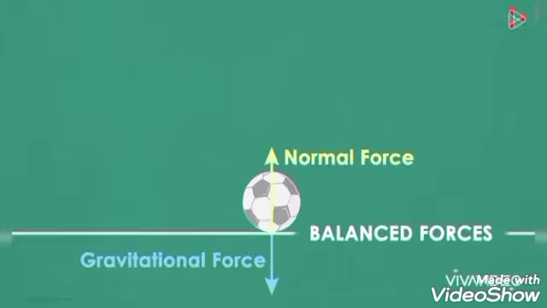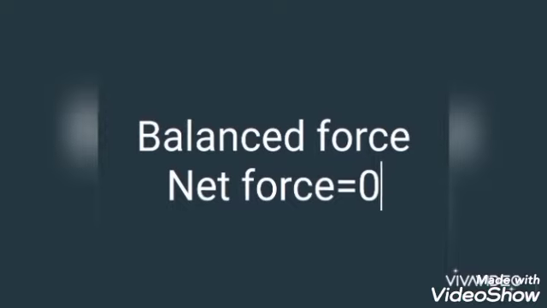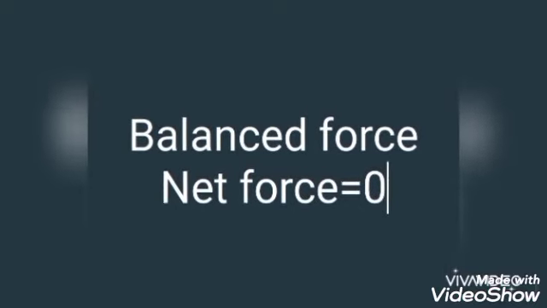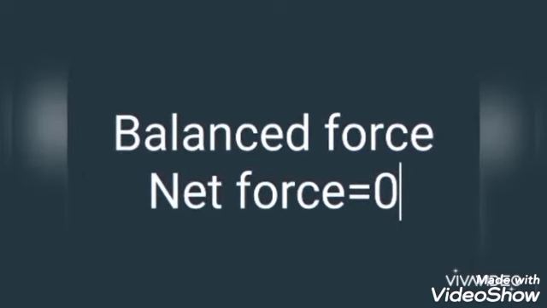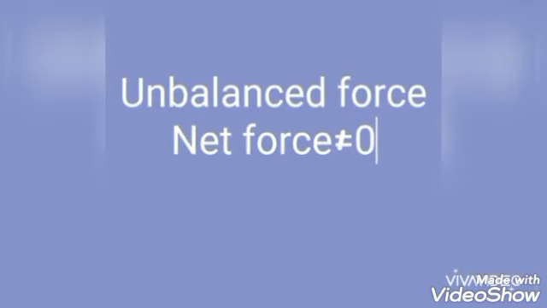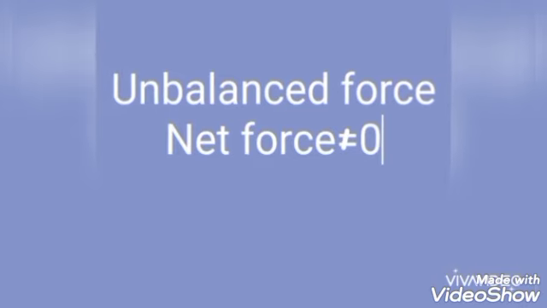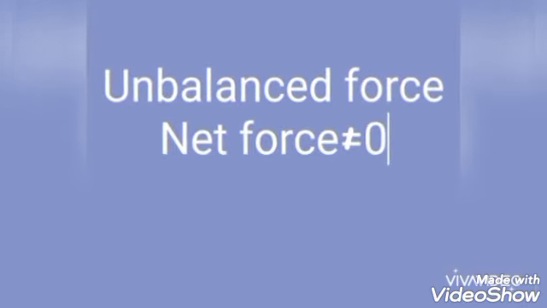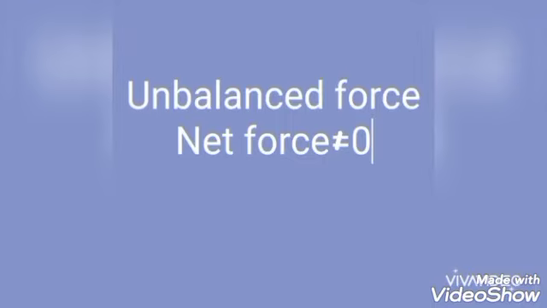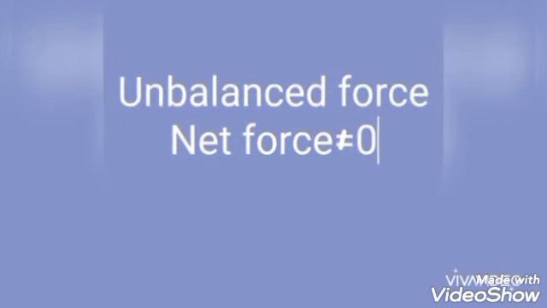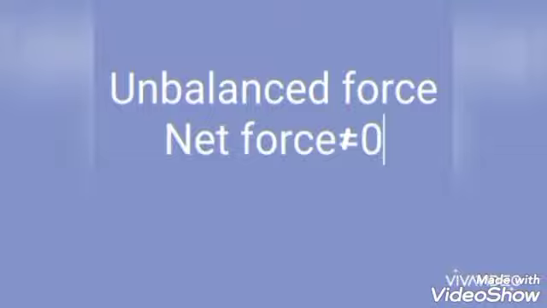That is, the net force acting on the ball is 0. So the ball does not move. In order to move the ball, there has to be some net force. If the net force is equal to 0, the object will not move. That is the balanced force. If the net force is not equal to 0, then the object will move. That is the unbalanced force. If the net force equals 0, it is a balanced force, and if the net force is not equal to 0, it is an unbalanced force.